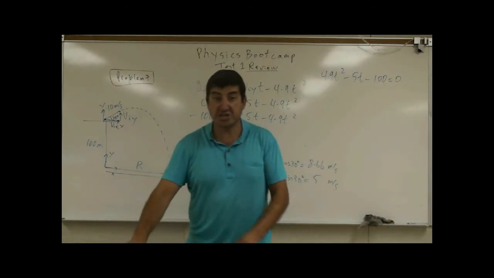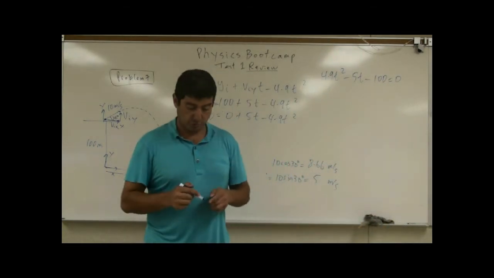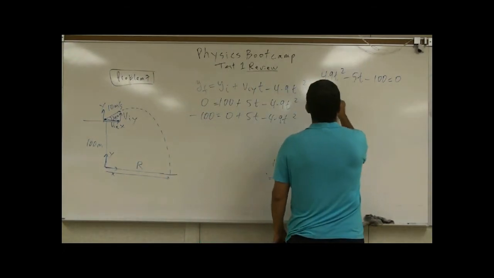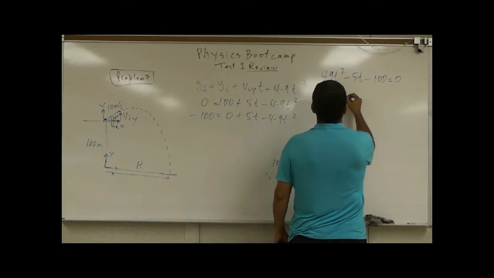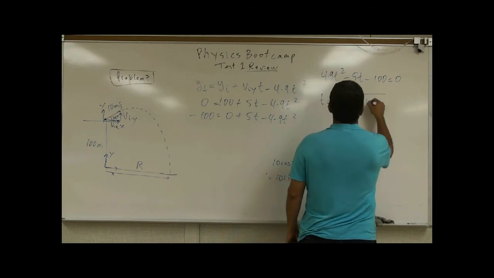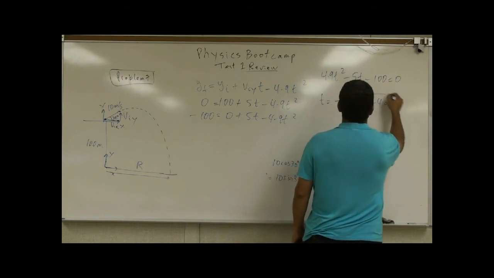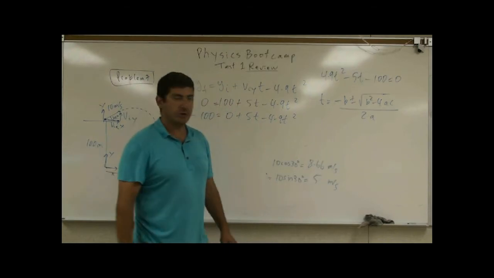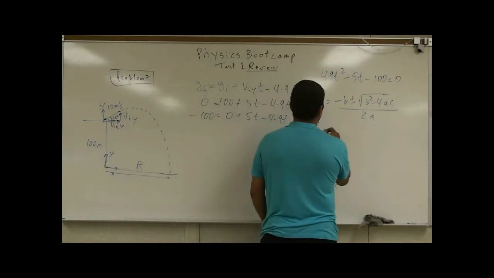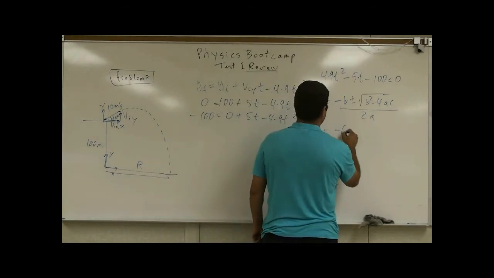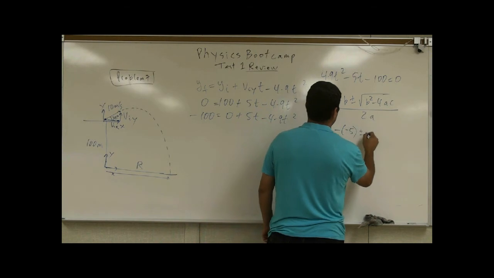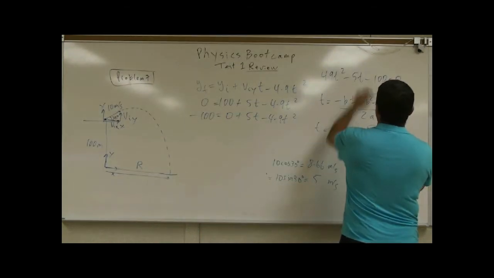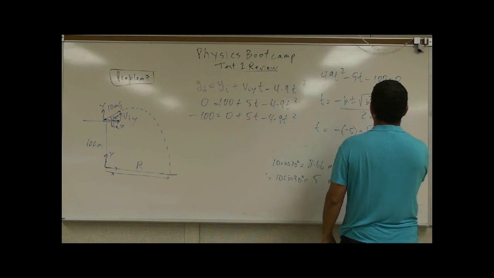So you could either use the TI quadratic equation solver, or you could use the quadratic formula. t is equal to negative b plus or minus the square root of b squared minus 4ac, over 2a. Right? The quadratic formula. So now we're going to have negative, my b is negative 5. And then b squared, since negative 5 squared, that's going to be 25.